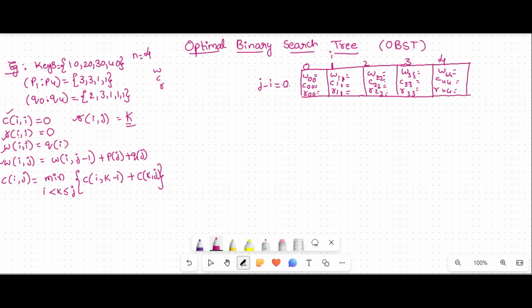Okay. So now J minus I equal to 1. Next, J minus I equal to 2. J minus I equal to 3. J minus I equal to 4.